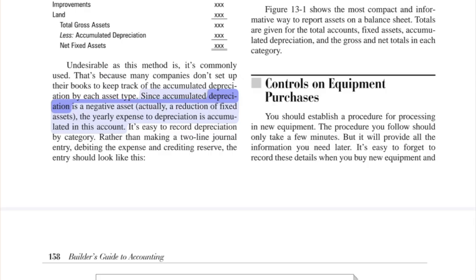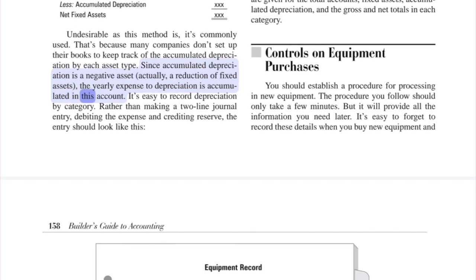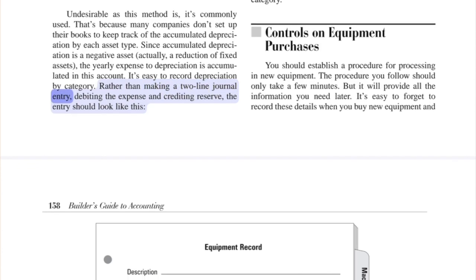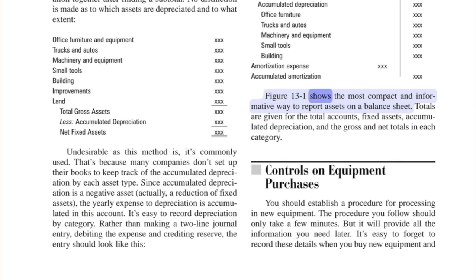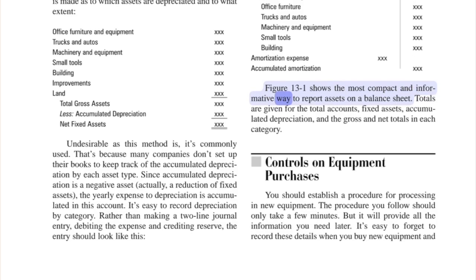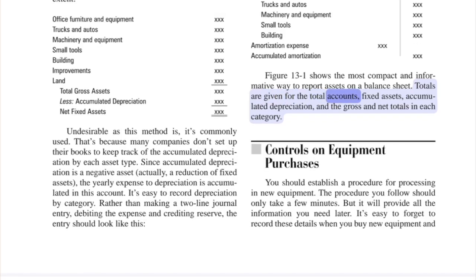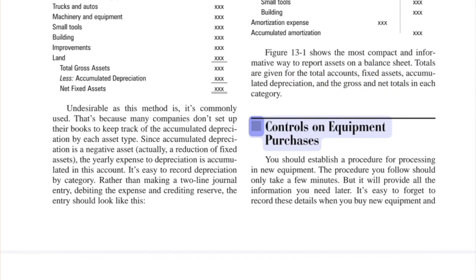Since accumulated depreciation is a negative asset, the yearly expense of depreciation is accumulated in this account. It's easy to record depreciation by category. Rather than making a two-line journal entry, debiting the expense and crediting reserve, the entry should look like this. Figure 13-1 shows the most compact and informative way to report assets on a balance sheet. Totals are given for the total accounts, fixed assets, accumulated depreciation, and the gross and net totals in each category.